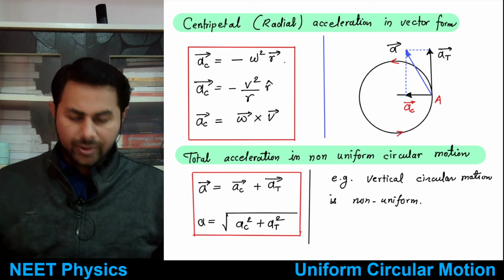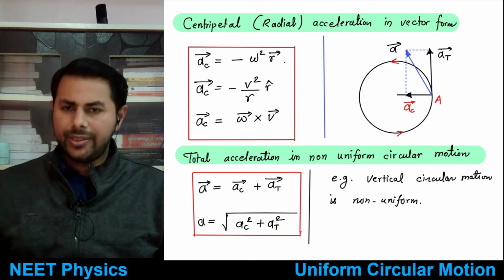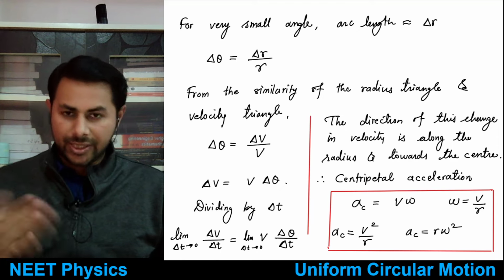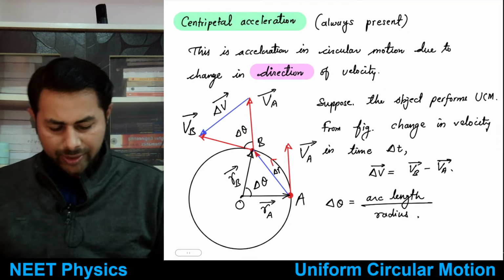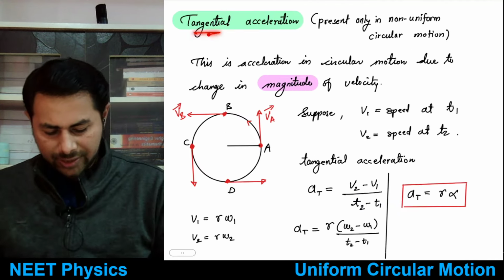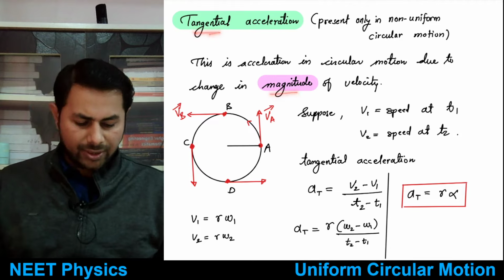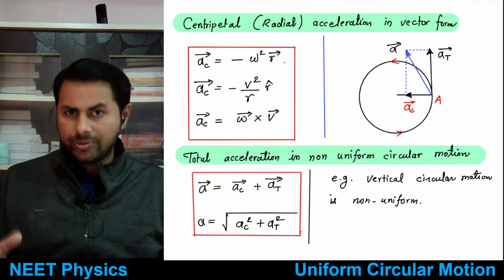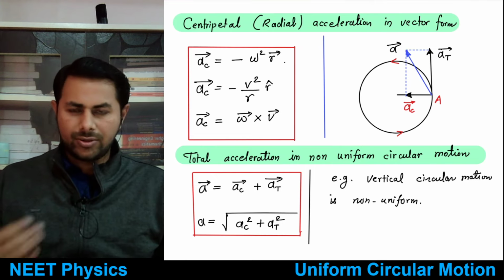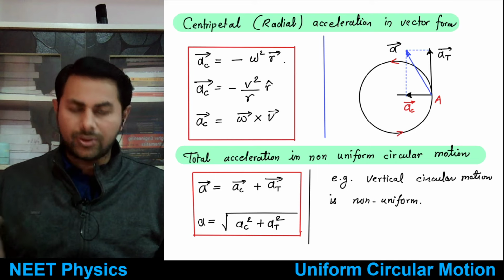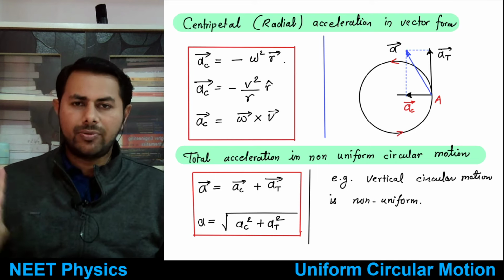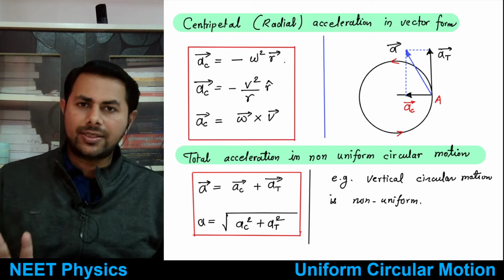All right, good. So then we talked about the centripetal acceleration, which is due to the change in direction, and we talked about the tangential acceleration, which is due to change in magnitude of velocity. If it is uniform circular motion, then there is no tangential acceleration, there is only centripetal acceleration. But in non-uniform circular motion, there will be two accelerations, one is the centripetal acceleration, one is the tangential acceleration.